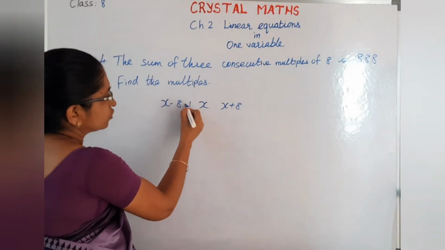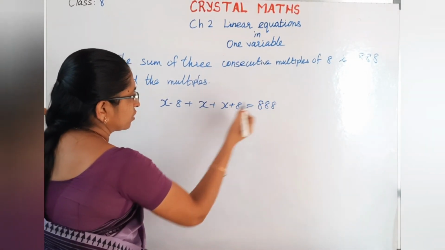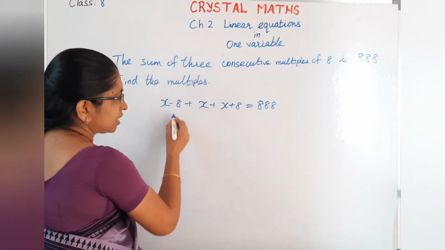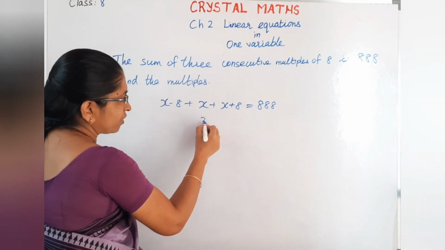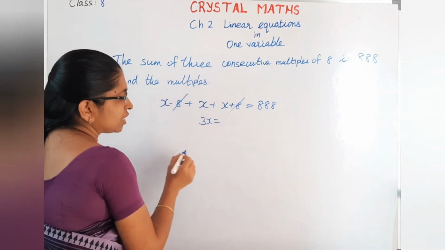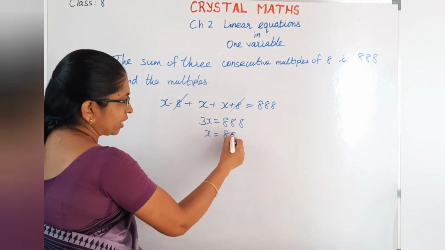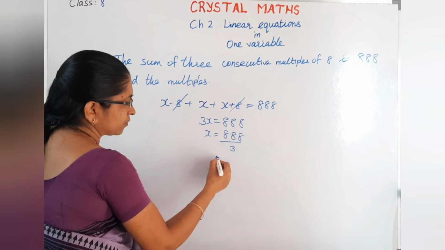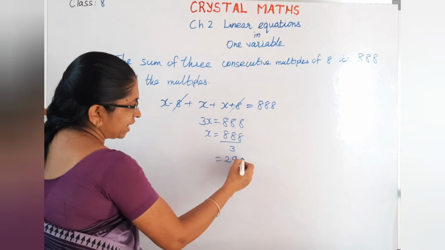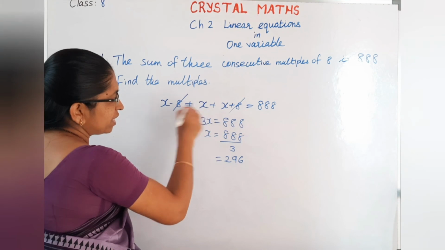It's given sum of the three. So add the 3. Equate that one to 888. Now simplify. Keep the variable on one side and constant on the other side. What are the variables here? x only here. So if we add these 3 we are getting 3x. Minus 8 plus 8 is getting cancelled. So 3x equal to 888. x is equal to 888 by 3, which is equal to 296. So 296 is the middle number x.